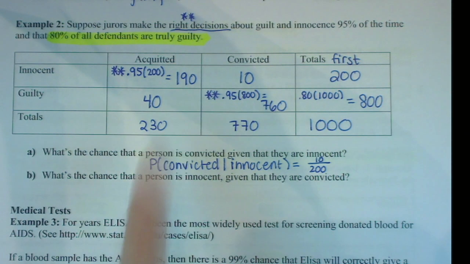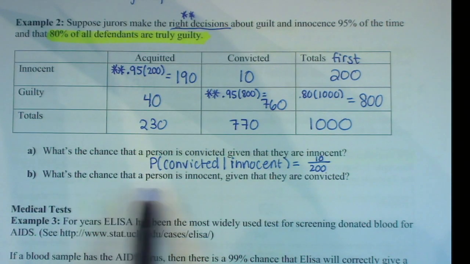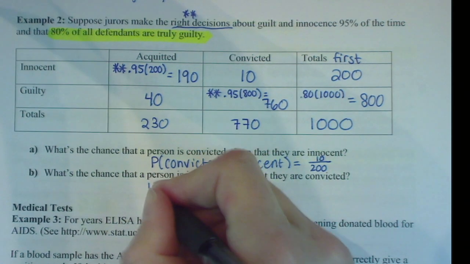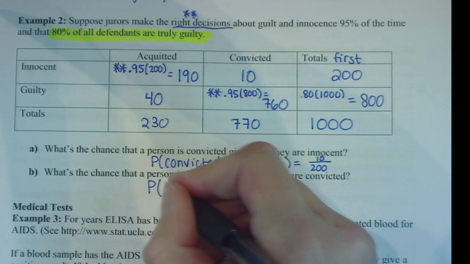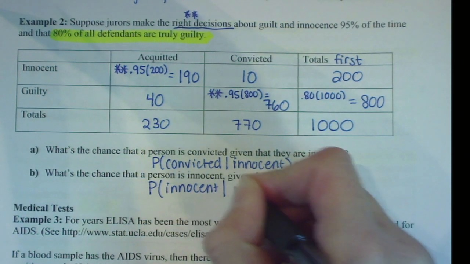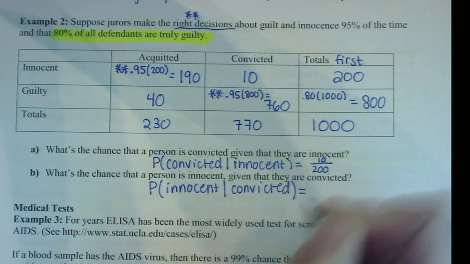So if I didn't have the table, this would be hard. This would be hard to find, right? I like the table. It helps. Same with part B. What's the chance that a person is innocent given that they are convicted? So this kind of sounds the same, but it's actually the opposite. What's the chance they're innocent given that they are convicted? We said these are not always going to be equal.